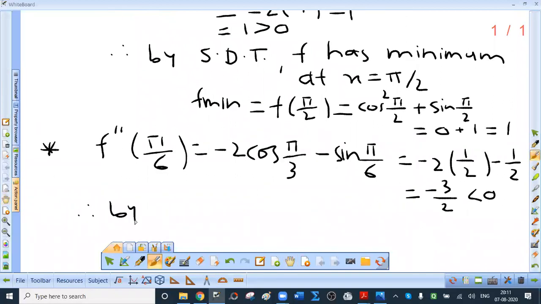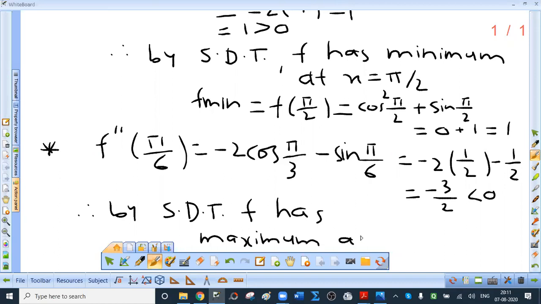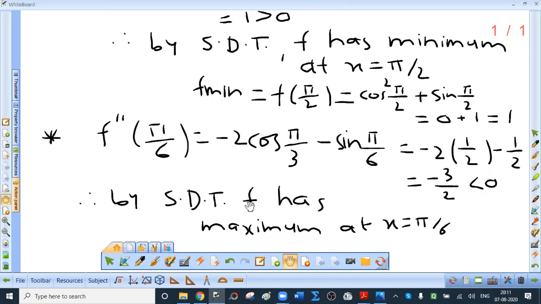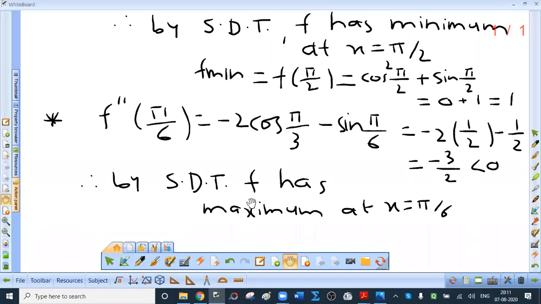Therefore, by second derivative test, the function has maximum at x equal to pi by 6. Also find that max value. F max is f of pi by 6.